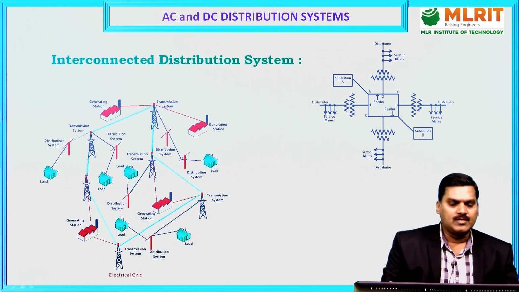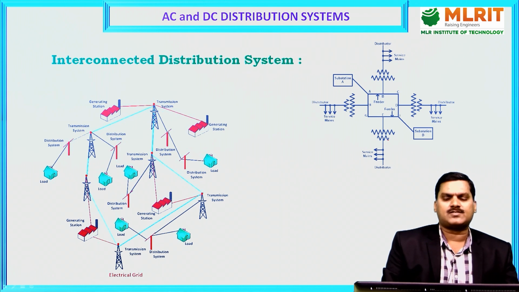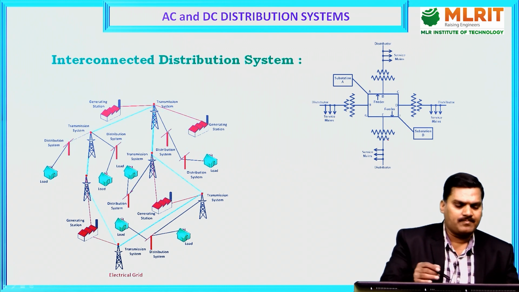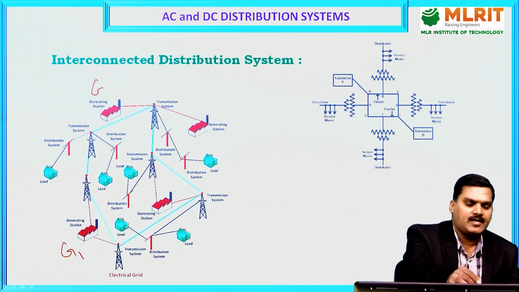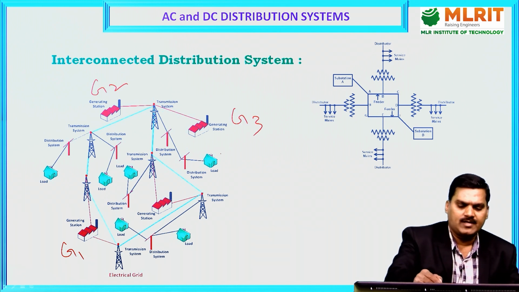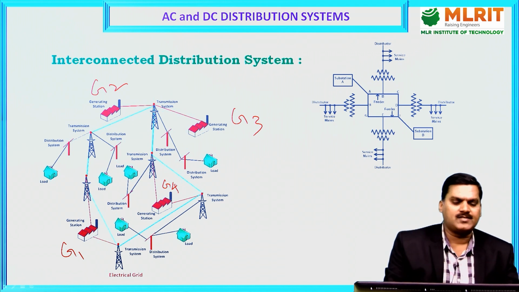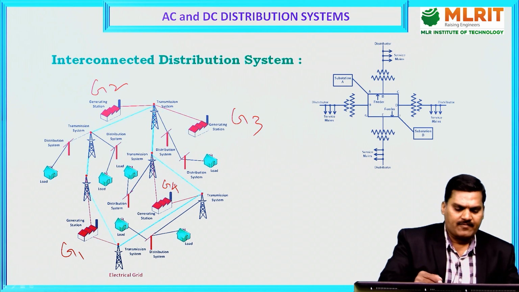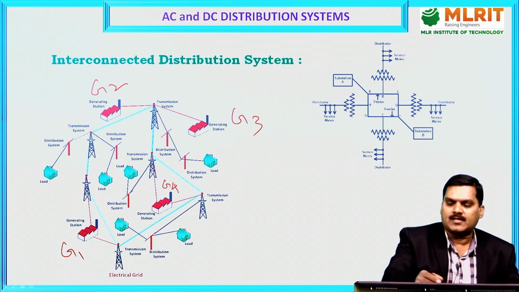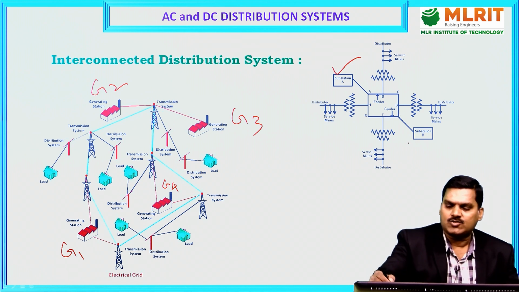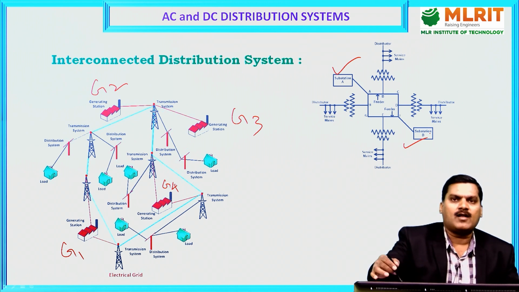And coming to the interconnected system, this is a huge system. So what is the difference between ring main and interconnected? In an interconnected system, there are many generating stations. This is generating station 1, generating station 2, generating station 3, generating station 4. The 4 generating stations are connected in the circuit, and similarly different substations are also connected in this system. So there is substation 1, substation 2, A and B, and different generating stations, all interconnected.